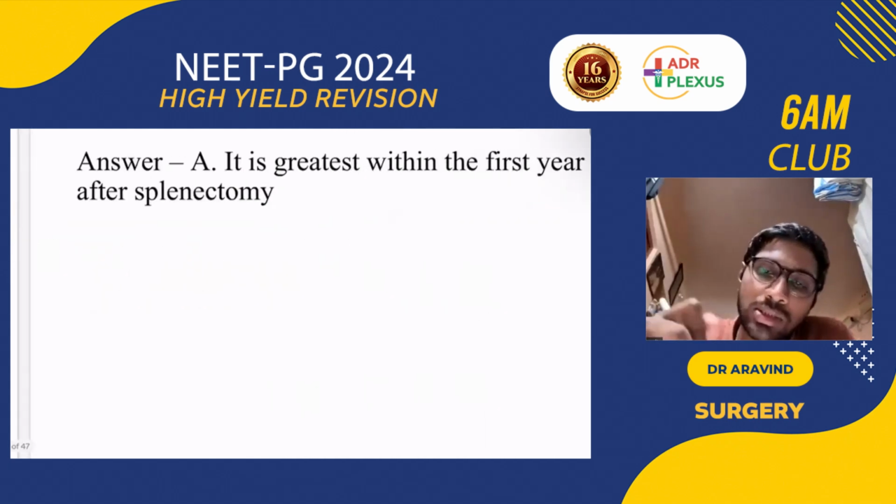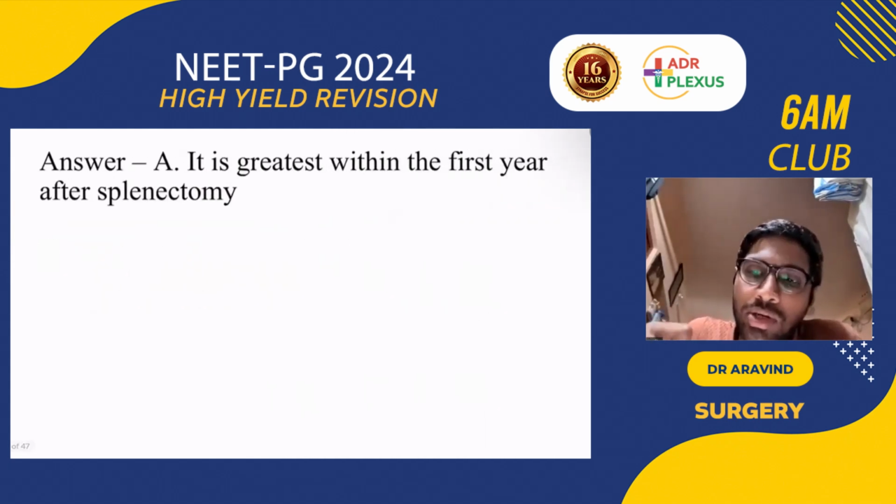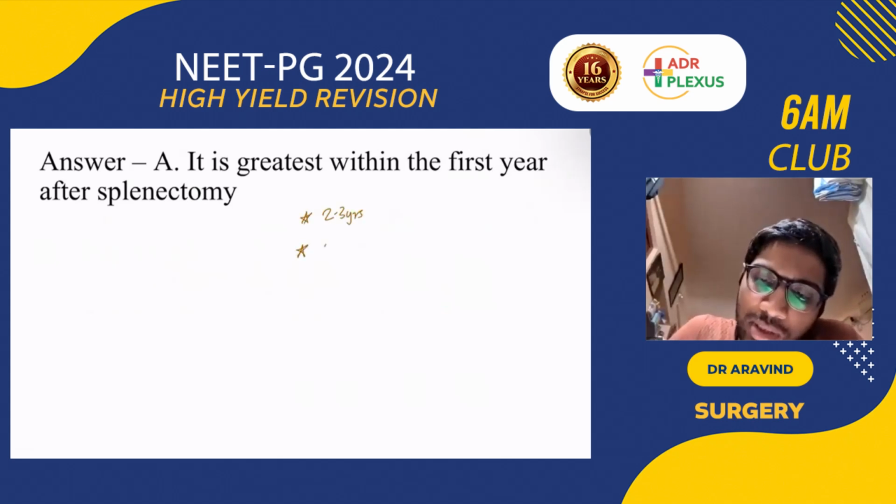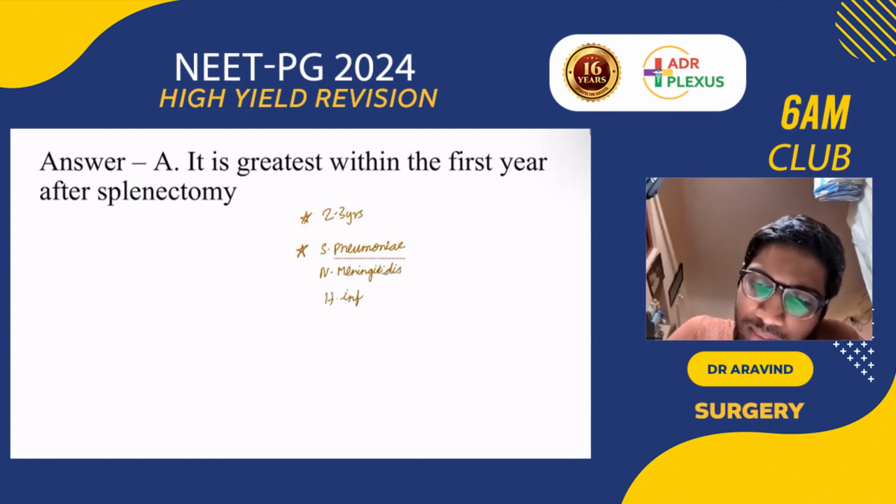So what is important in OPSI is that it will occur 2 to 3 years after splenectomy. What are the organisms involved? Streptococcus pneumoniae, Neisseria meningitidis, and H. influenzae B.